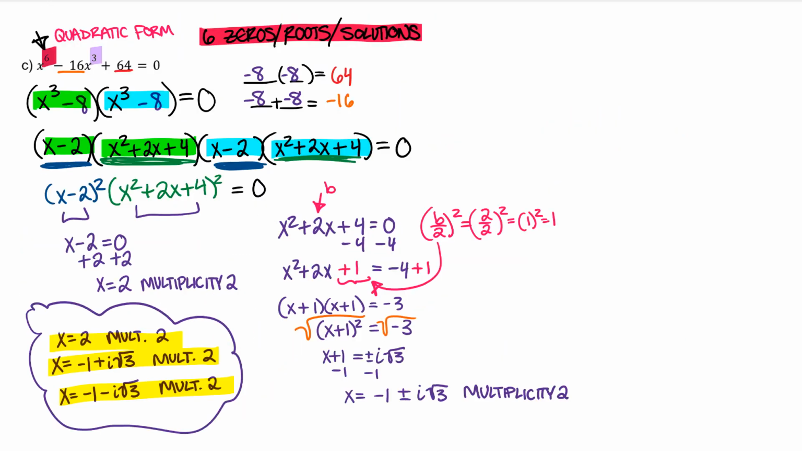Which makes our 6 solutions x equals 2, multiplicity 2, x equals -1 plus i root 3, multiplicity 2, and x equals -1 minus i root 3, multiplicity 2. Because of the multiplicities, we found all 6 solutions.